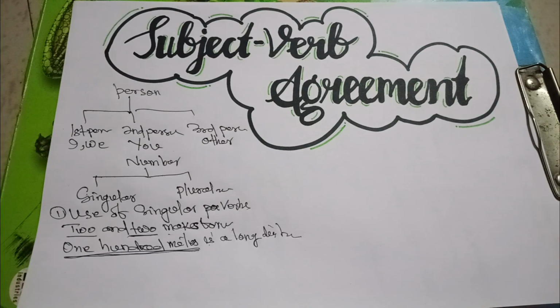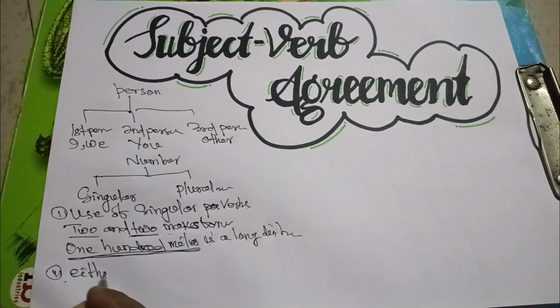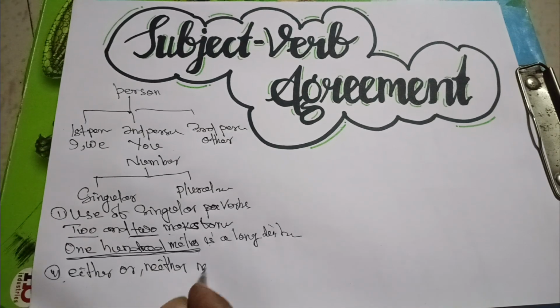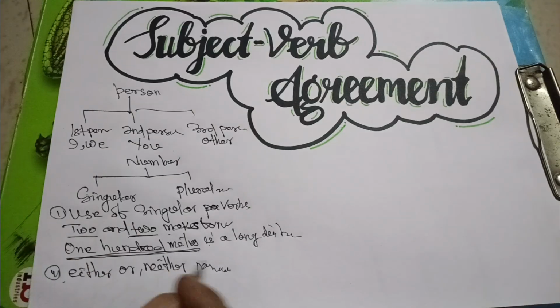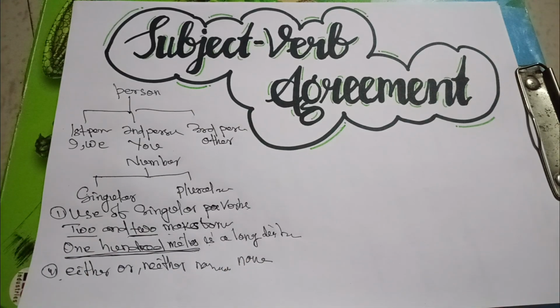Then point 4. If the subject phrase begins with either of, neither of, or none of plus a plural noun, in that case a singular verb is used.